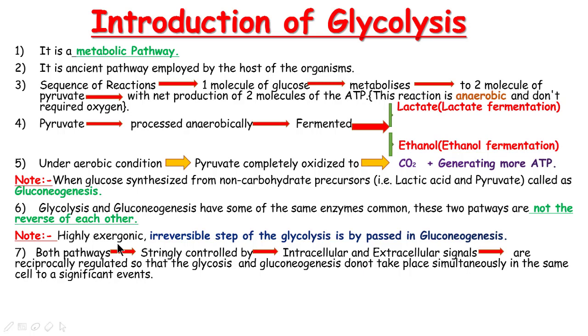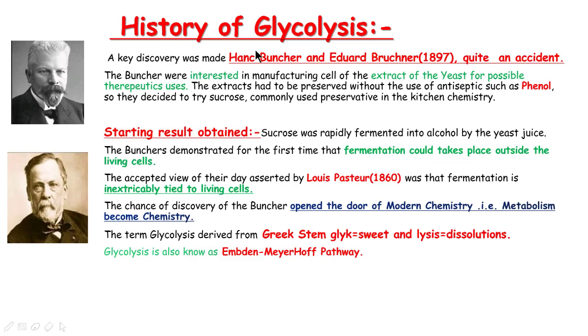It is highly exergonic. Exergonic means it releases a large amount of energy, and the irreversible steps of glycolysis are bypassed in gluconeogenesis. Please note down this point. Both pathways are strictly controlled by intracellular and extracellular signals. Okay? They are reciprocally regulated so that glycolysis and gluconeogenesis do not take place simultaneously in the same cell at a significant time.